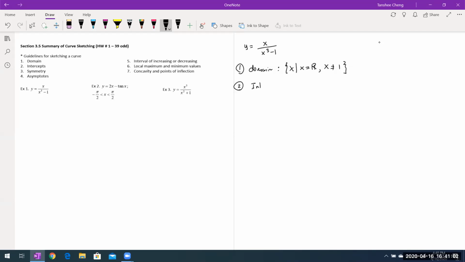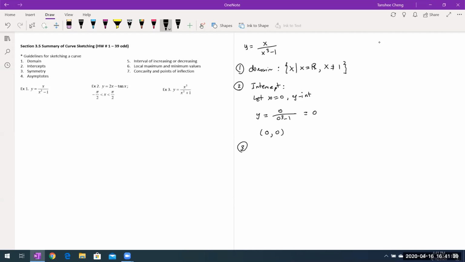And then the second part is finding the intercept. For the intercept, the easiest one is to let x be equal to 0, to find my y-intercept. So y equals 0 over 0 to the third power minus 1, so it's still going to be equal to 0. Therefore, the intercept is (0, 0), where the x-intercept and y-intercept are the same. So I don't need to find anything further.